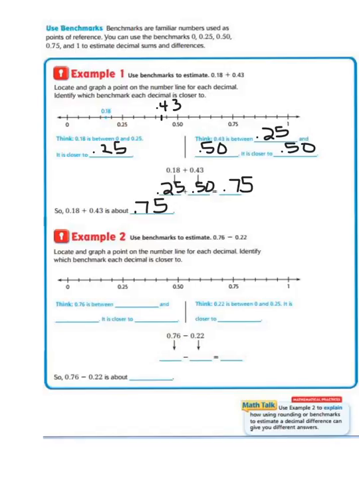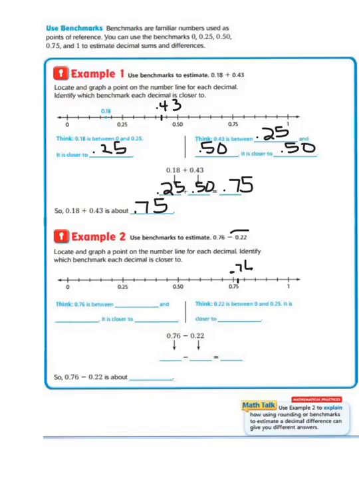Now our example 2 says to locate and graph a point on the number line for each decimal. Identify which benchmark each decimal is closer to. Well, remember our benchmarks are 0, 25 hundredths, 50 hundredths, 75 hundredths, and 1. So we have our first one of 76 hundredths. So we know that we have a benchmark of 75 hundredths. So our 76 hundredths is just going to be one little tally away from our 75 hundredths.